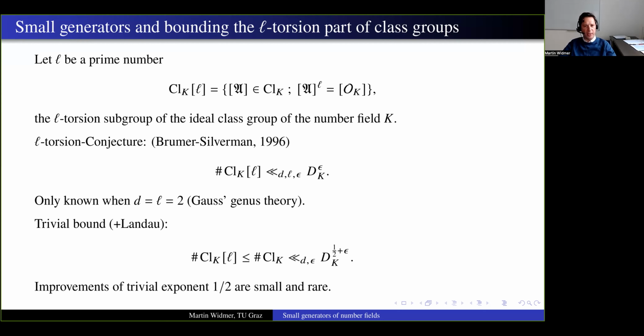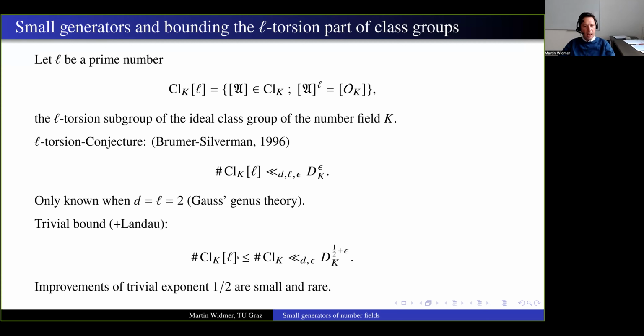There's one case where this conjecture is known, and this is for d equals l equals 2. In this case, it follows from genus theory from Gauss, which gives you that the 2-rank of the 2-torsion part is given by the number of different prime divisors of d_K minus 1.